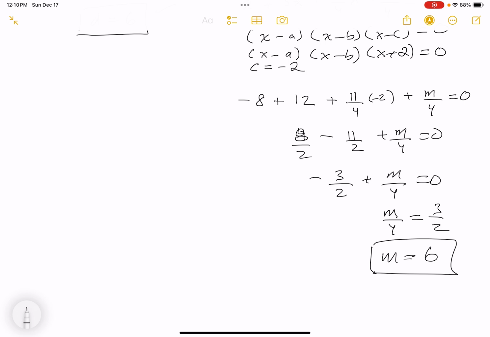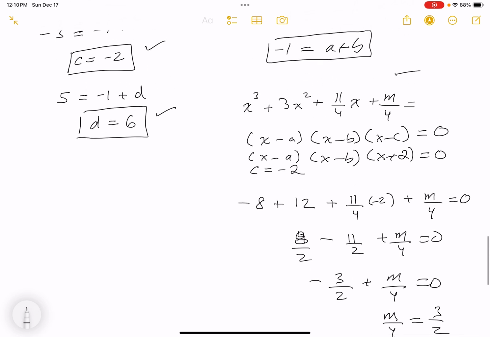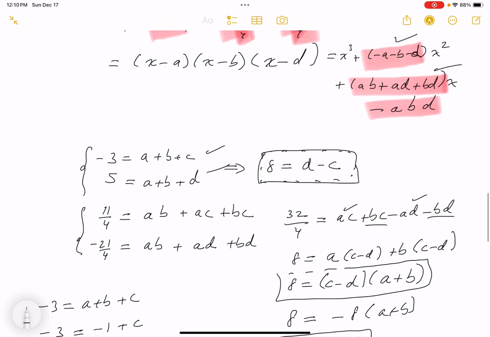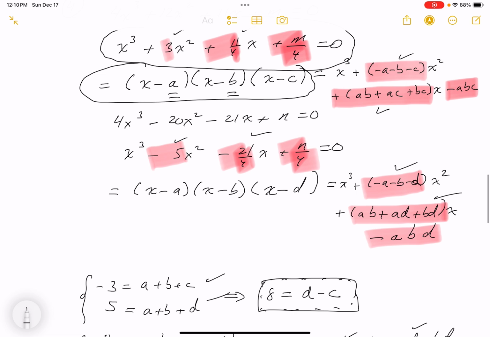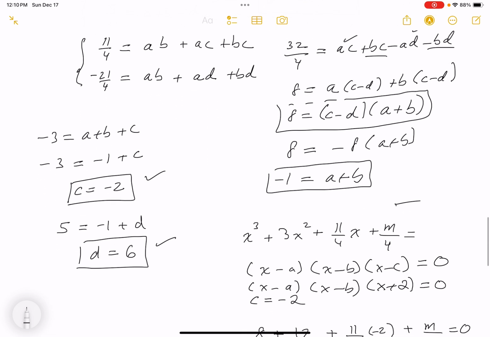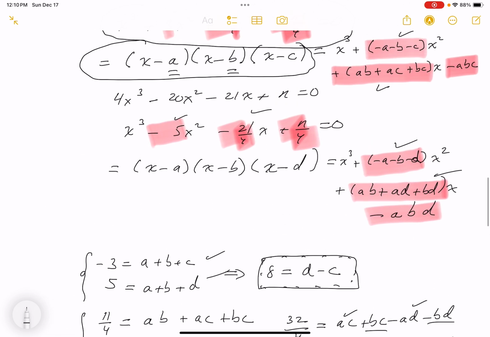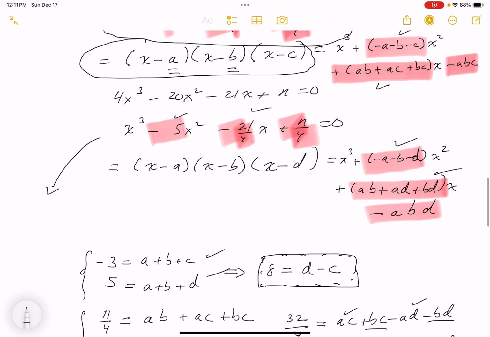All right. I guess I could do n like that too, right? Let's go back over that. And I think we were doing the n one over here. Let's write this down. So I know d, right? So I'm going to say, I just did it. So d is going to be 6, right? Well, a little more complicated, but you could plug it in. So 6 cubed minus 5 times 6 squared minus 21 quarters times 6 plus n over 4 would equal 0.